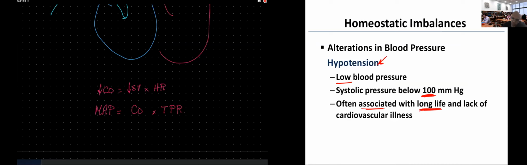And remember, mean arterial pressure is equal to cardiac output times total peripheral resistance. So if I had a drop in my cardiac output in here, this will directly reduce my mean arterial pressure, resulting in hypotension.